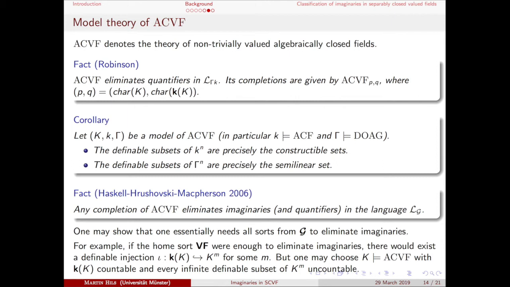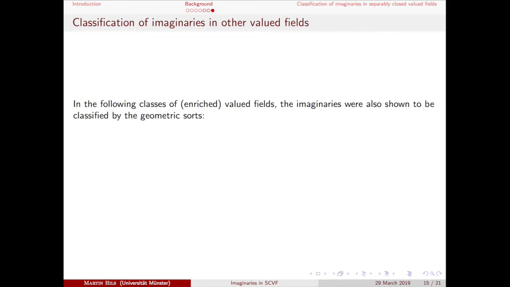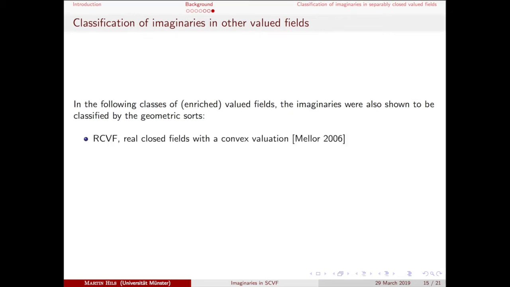Right. Okay. So this result boosted a lot of work in the area. So what about classification of imaginaries in other valued fields? In the following enriched valued fields, or just valued fields, the imaginaries are also shown to be classified by these geometric sorts, so S_n's and T_n's added.